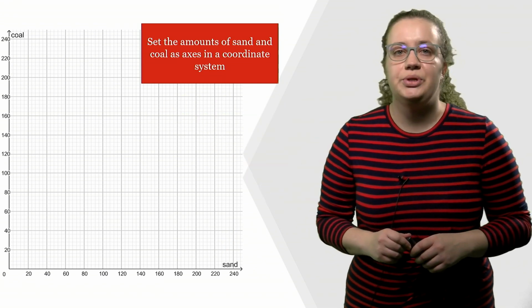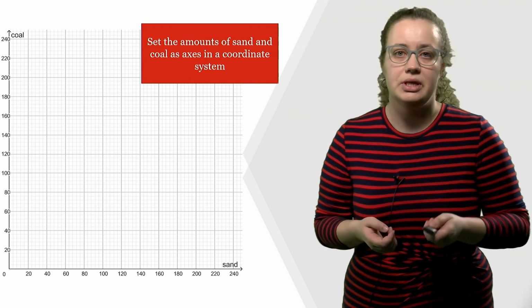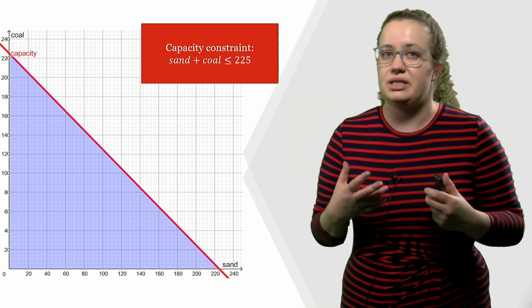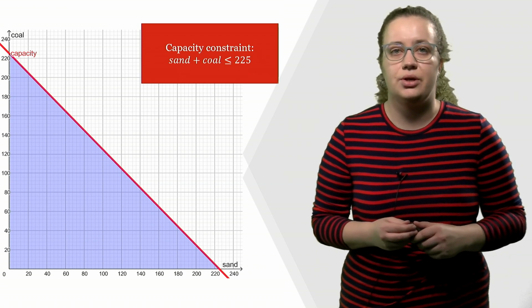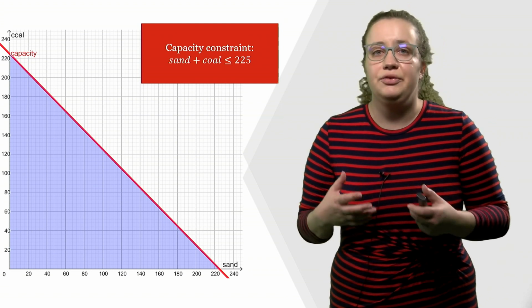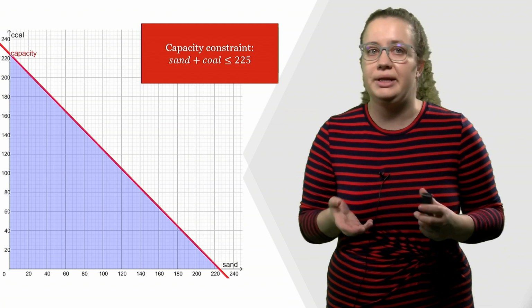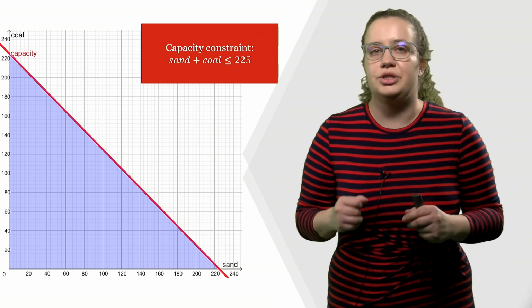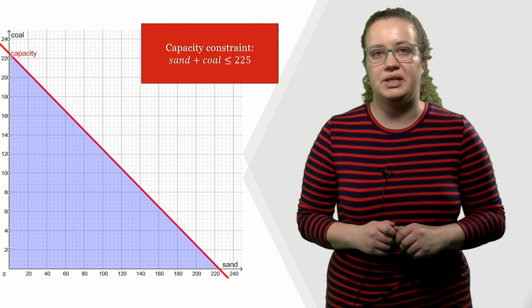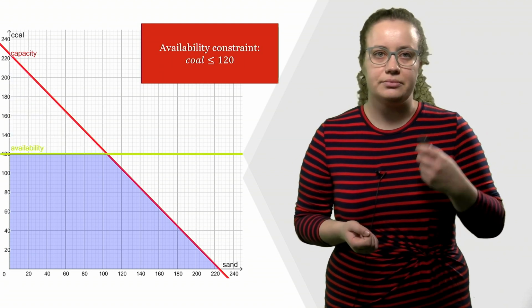Secondly, we're going to put in the constraints that restrict our problem. In our case, we have this capacity constraint: sand plus coal has to be less than or equal to 225 tons. Even if we only ship 100 tons of sand and 110 tons of coal, that would be completely okay with this constraint, because we're still less than or equal to 225. This is what you can see in this shaded blue area.